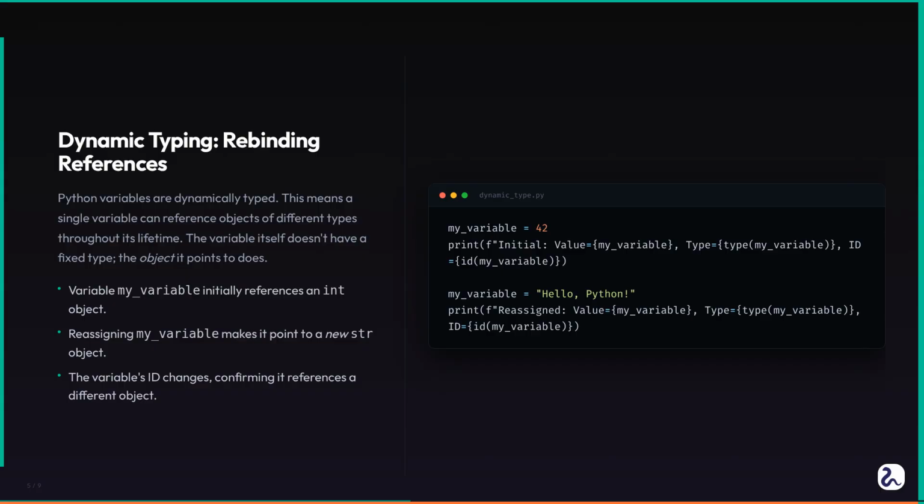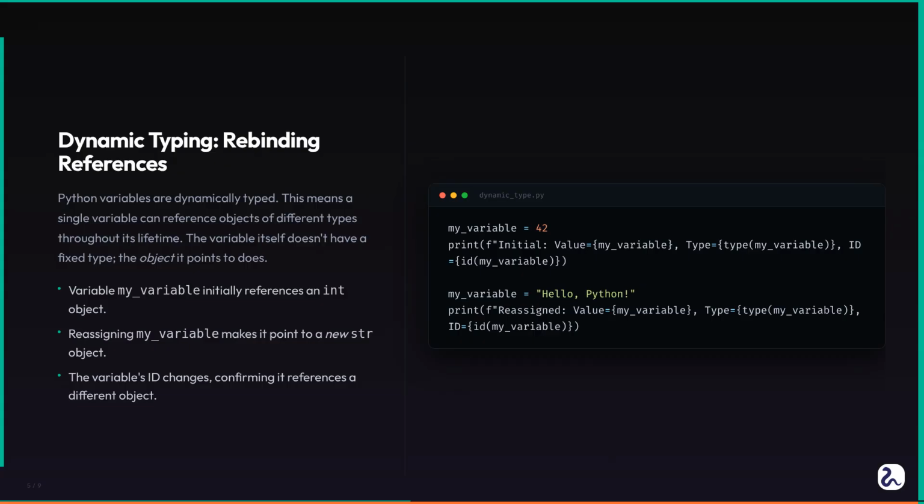I will start with my_variable set to the integer 42, just like before. We print its ID and type. Then, on the very next line, I am going to reassign my_variable to the string "hello, Python". This is perfectly valid Python. We then print its ID and type again. Notice, there is no type declaration, no casting, nothing. Python just handles it.